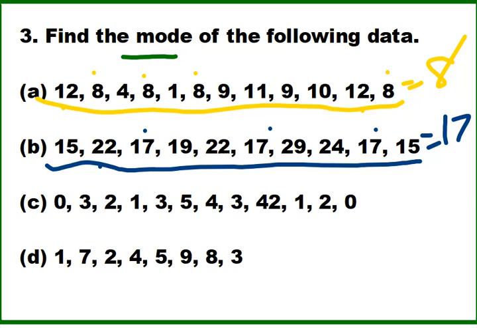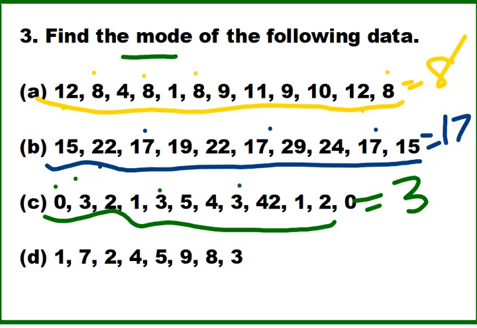And let's look at our next question. In this question, we have 0. 0 appears twice, so that's our mode for now. And then we have 3. 3 appears 3 times, so 1, 2, 3. What else do we have? We have 2. 2 appears twice, and then we have 1. So we can see that in this case, in this 3c, 3 appears the most. So 3 appears 3 times, so that's our mode in this case.